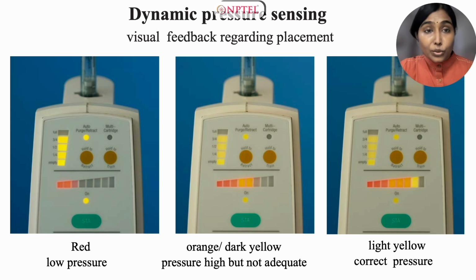This is especially useful with intraligamentary injections. Let me explain in detail. This system has a panel with numerous color bars. As you insert the needle into the tissues, if red color lights up, it indicates low pressure. Orange or dark yellow indicates pressure which is high but not adequate. Light yellow indicates correct pressure, which means that the syringe is exactly in the PDL space, and that is where you inject the LA solution.